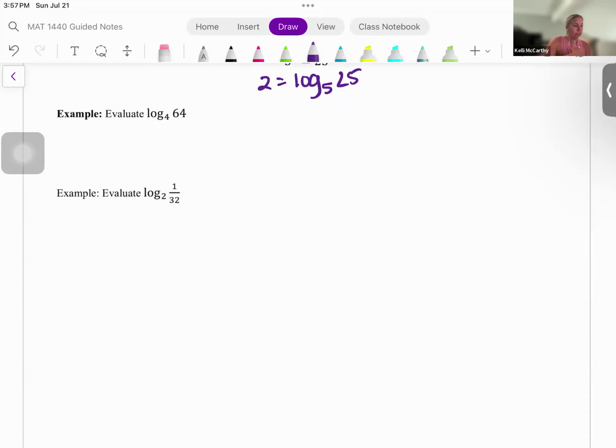Evaluating logarithms. A lot of technology will do this for you, but we really want to understand what this logarithm is solving for. So if I'm trying to evaluate log base 4 of 64, what I'm going to think is, 4 to what power is equal to 64? Well, 4 cubed is 64, so log base 4 of 64 is 3.